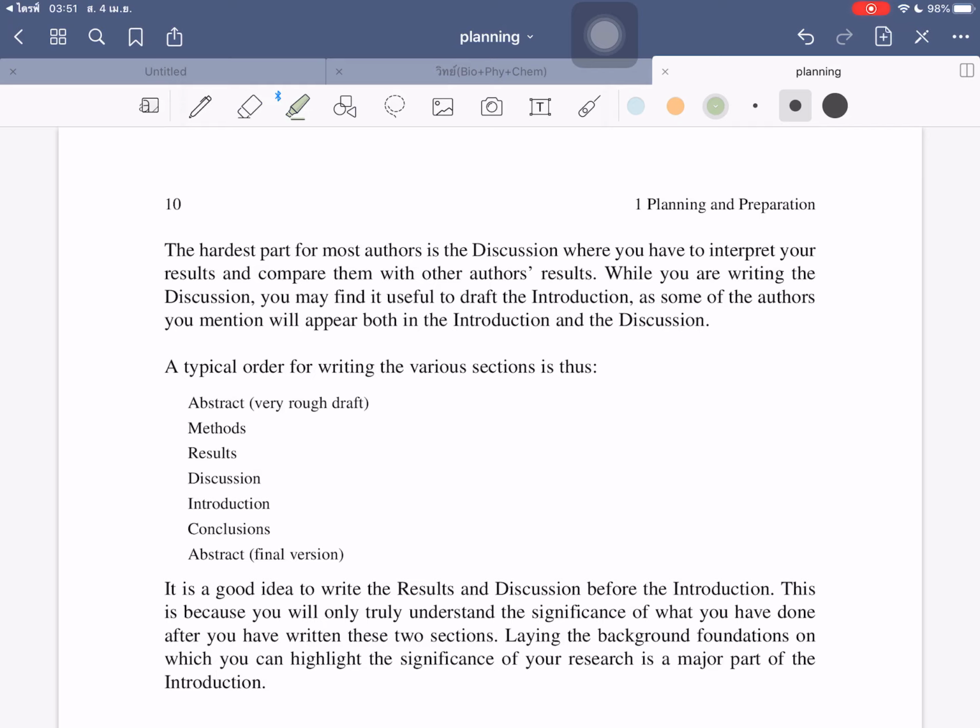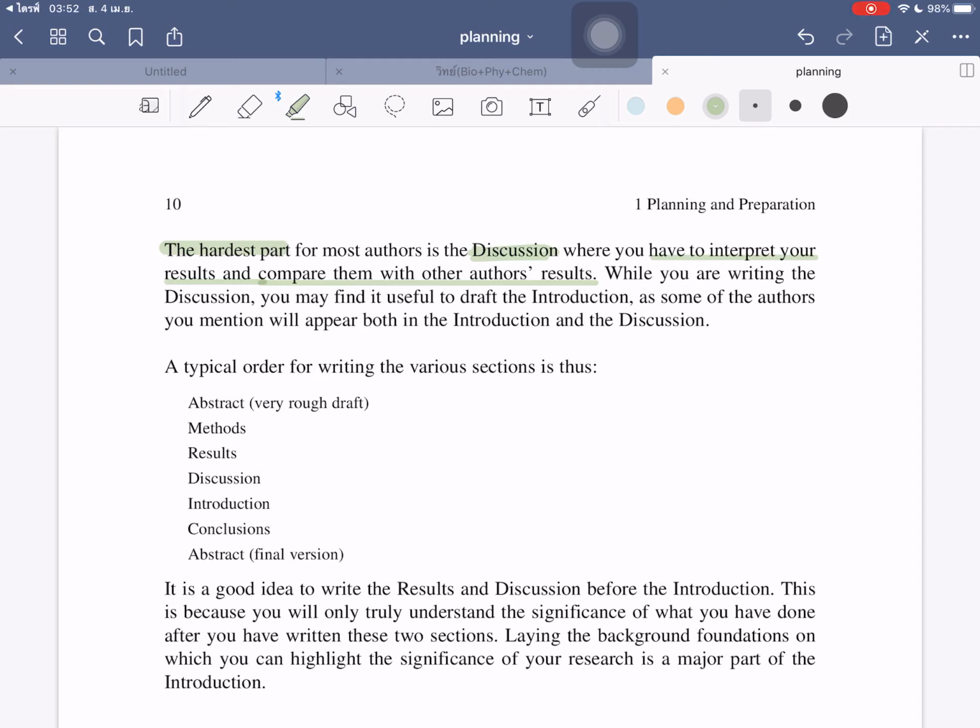And the hardest part is discussion. Discussion is the most difficult part to write, because you have to interpret your results and compare them with others' results. When you discuss your result, you compare it to the papers that you have read before. So this is called a discussion.